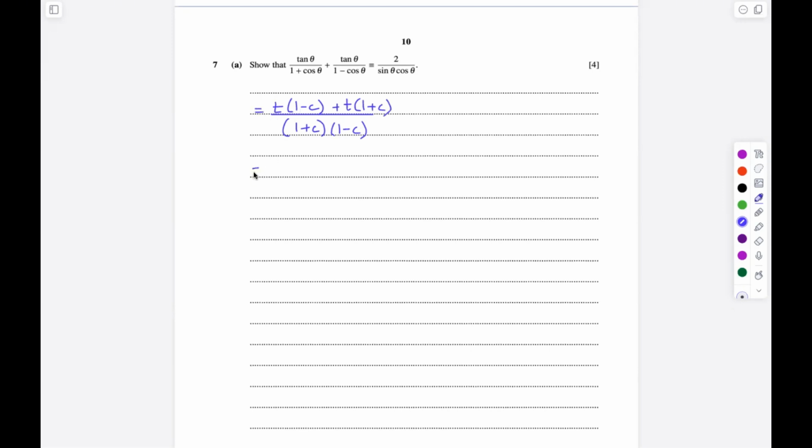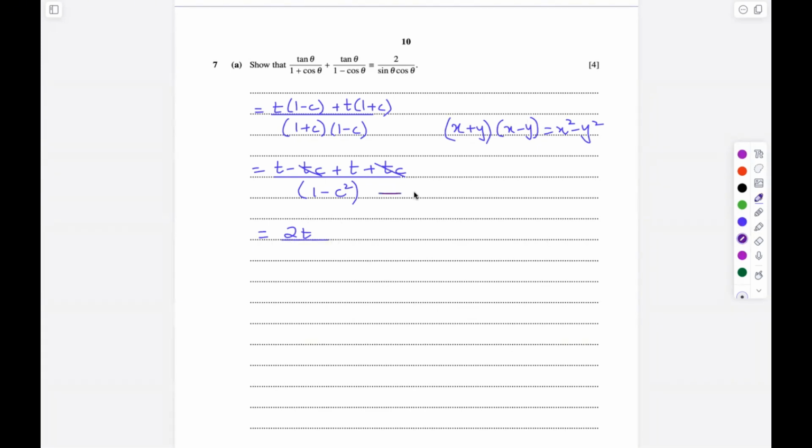Simplifying this, we'll get tan minus tan cos plus tan cos upon (1 plus cos)(1 minus cos). We can factorize the denominator using the identity: (x plus y)(x minus y) can be written as x squared minus y squared. So we can write it as 1 squared minus cos squared. Now in the numerator, minus tan cos and plus tan cos will cancel, so we'll have 2 tan in the numerator and 1 minus cos squared in the denominator.